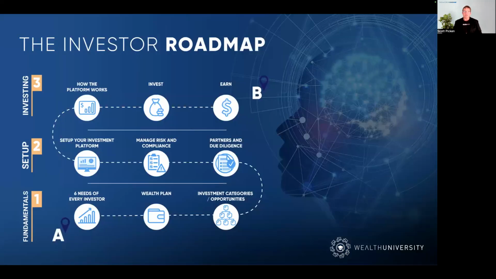This is the journey. Today is all about a journey. We're going on a journey. And what we're going to be doing in this journey, you can see down the bottom here, you've got the fundamentals, the 6 needs of every investor, and then the wealth plan, and then the investment categories. Then we go to the setup, which is all around due diligence and partners, managing risk and compliance, setting up your investment platform. And then it goes to investing: how the platform works, investing and earning. So that's the setup and that's your investing.